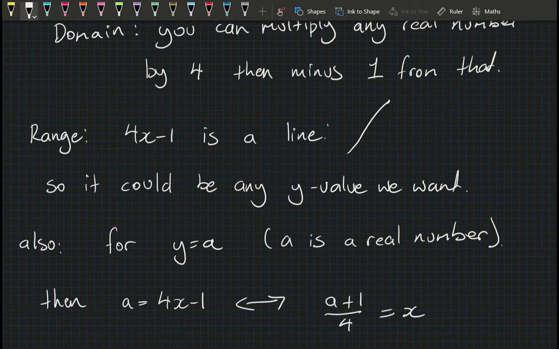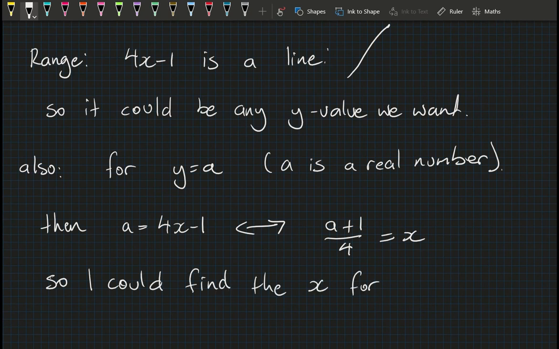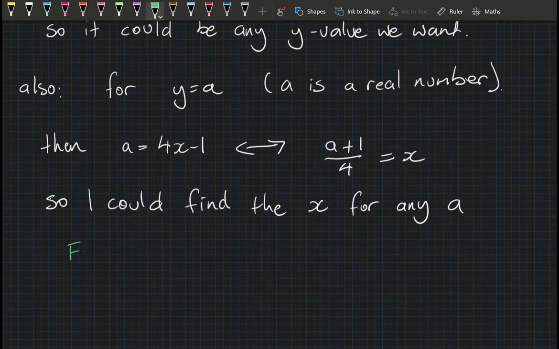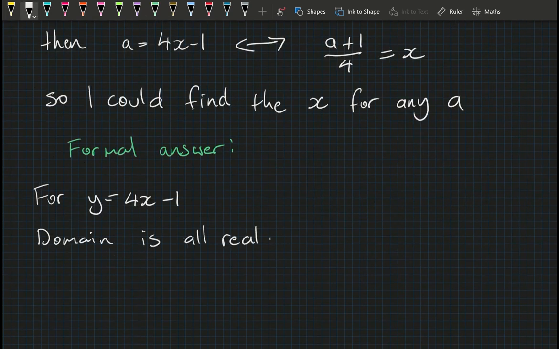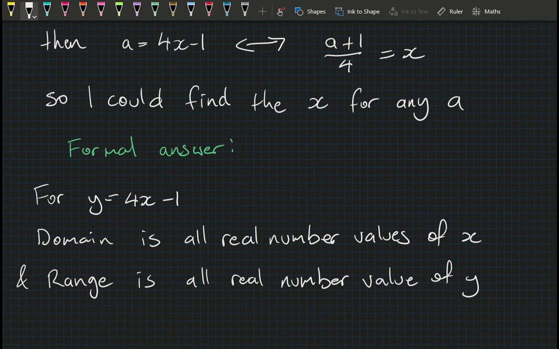And what that means is, for this a, I can find any x to produce the a using the formula. In other words, I'm just going to add 1, then divide it by 4, and whatever that x is, I can get this a. So anyhow, the formal answer is, for y equals 4x minus 1, the domain is any real number value of x, and also the range is any real number value of y. And if you know the answer and don't want to do all the algebra I did earlier, you can write that out.